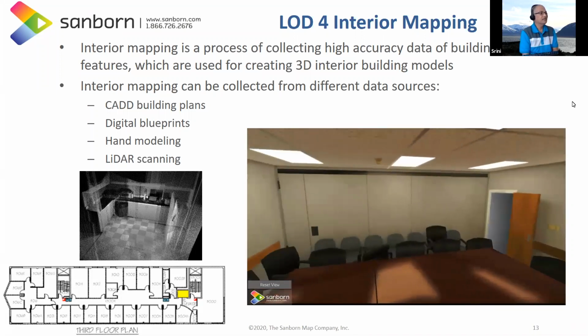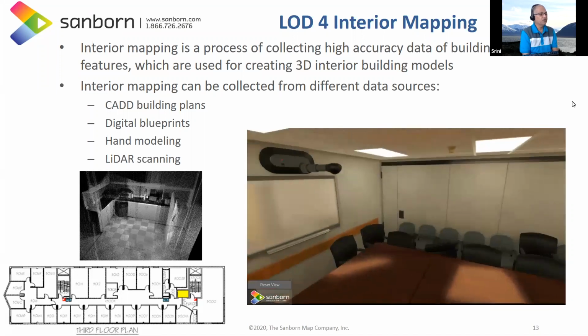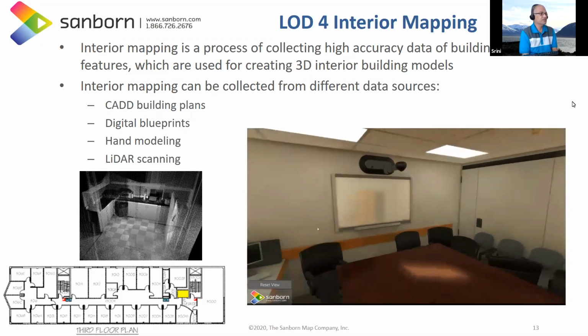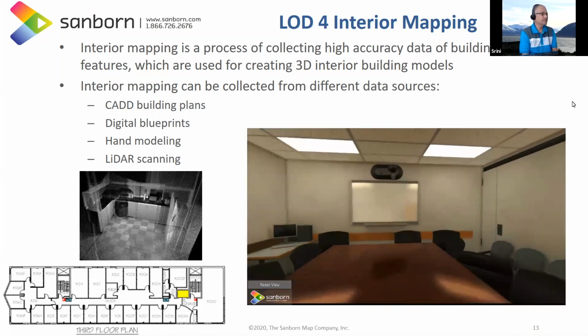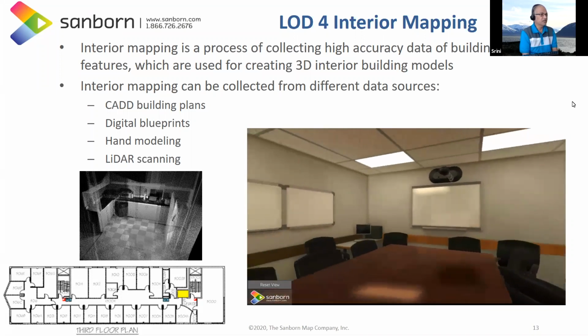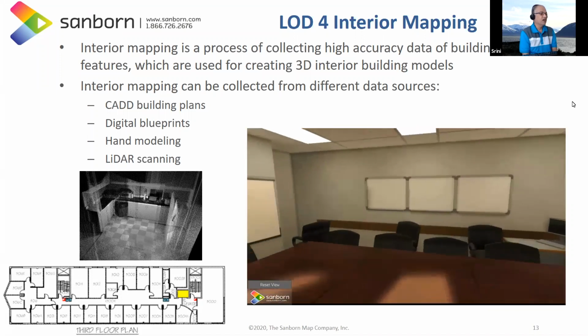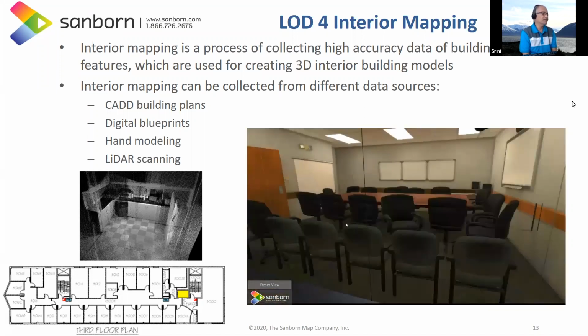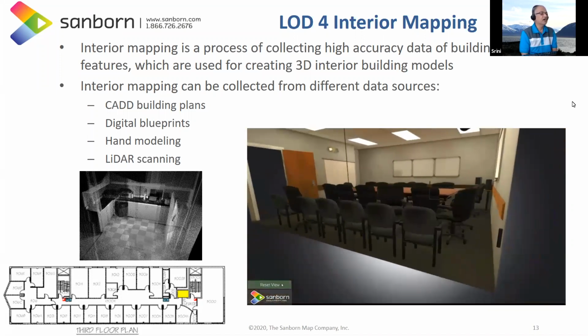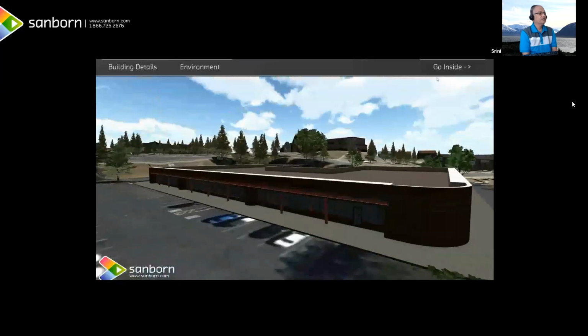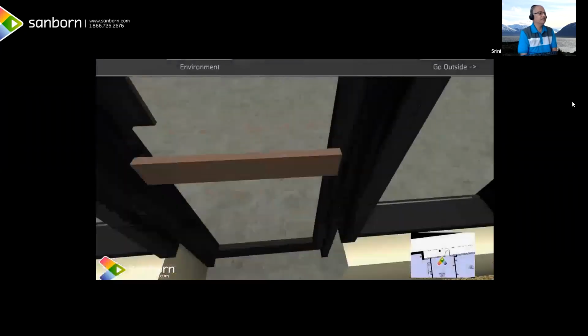And primarily the interior mapping data source can be from various things. It can be CAD building plans, or digital blueprints, or hand modeling, or LiDAR scanning. So what you're seeing at the bottom is a two-dimensional floor plan that can be converted into a 3D interior modeling.